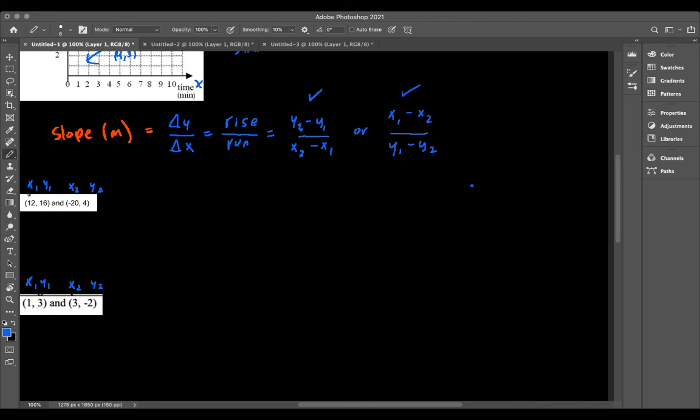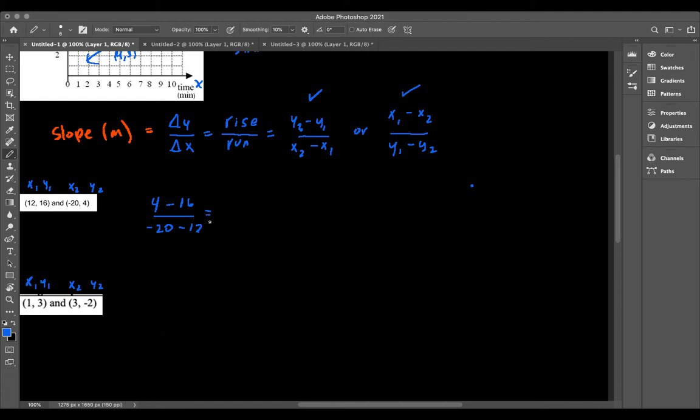So what I did was I put x1, y1 to represent the first coordinate point, x2, y2 to represent the second coordinate point. And basically, I'm going to take this little equation here, and that's going to help me find the slope. So I'm going to take y2, which is 4, and minus that from y1, which is 16. And then I'm going to take x2, which is negative 20, and minus that from x1, which is 12.